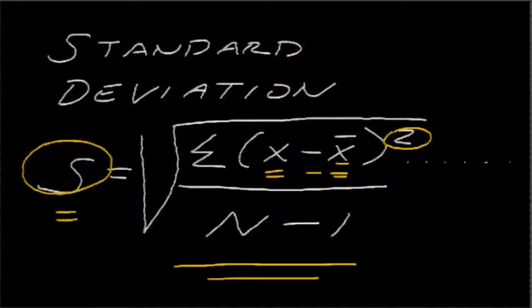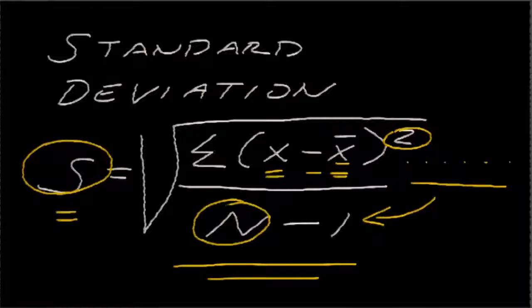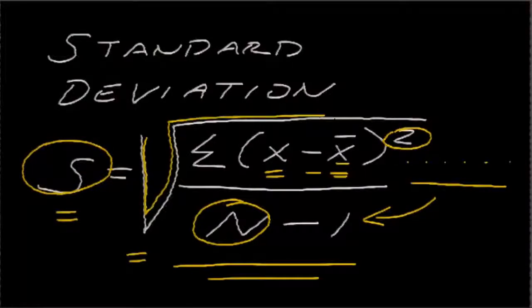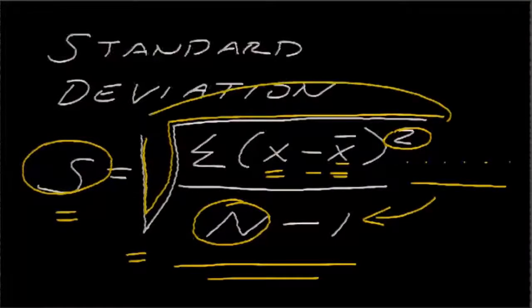And when we sum those values, we divide by n minus 1, where n simply refers to the total number of data points that we have. And to make this more interesting, we end up taking the square root of this entire value to arrive back at our standard deviation. Make sense?